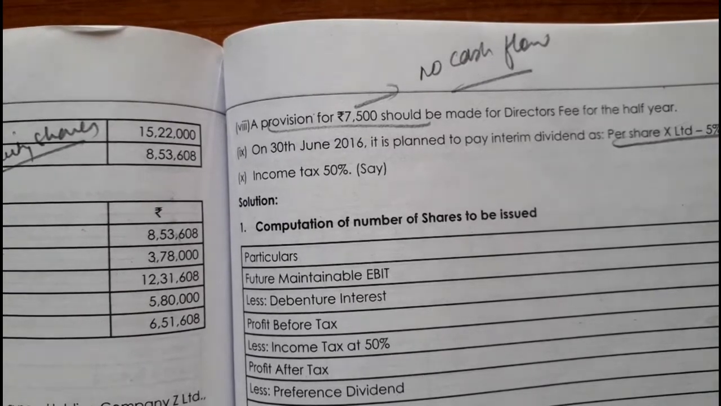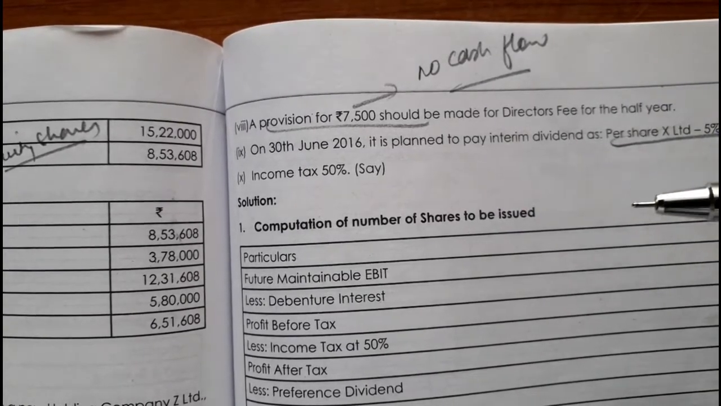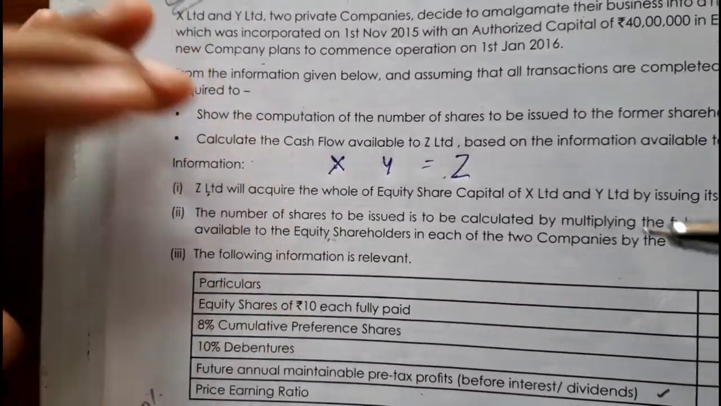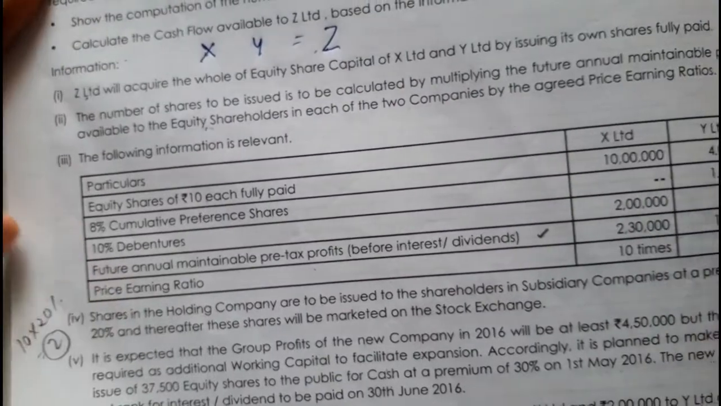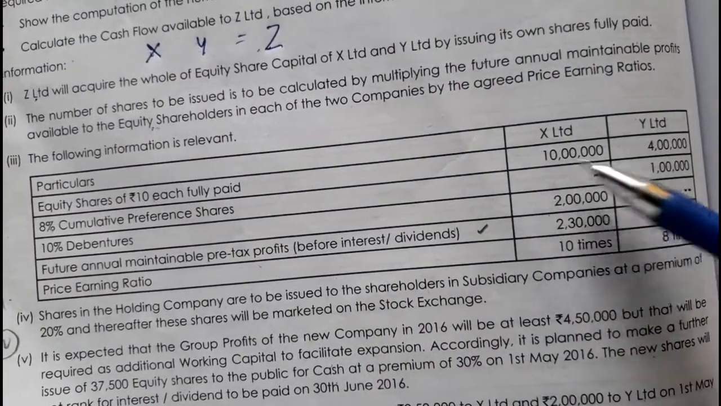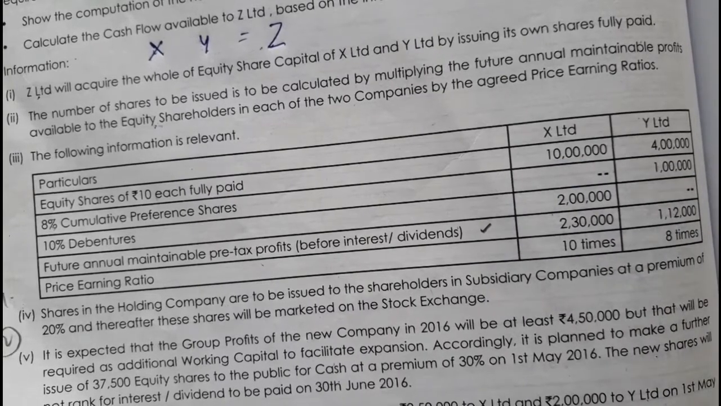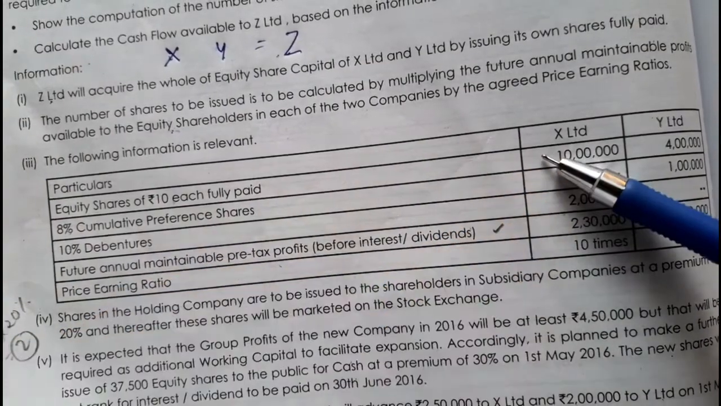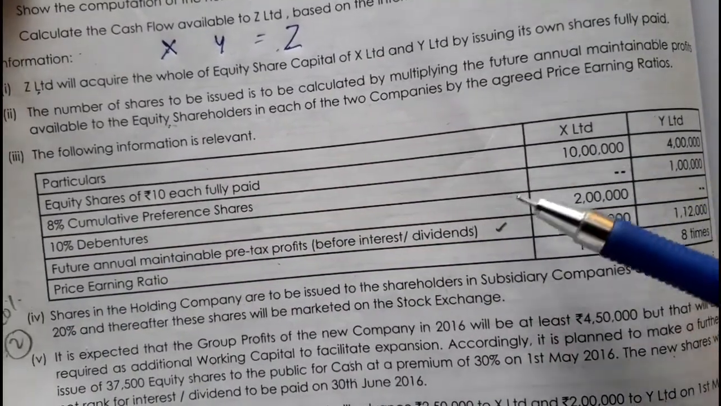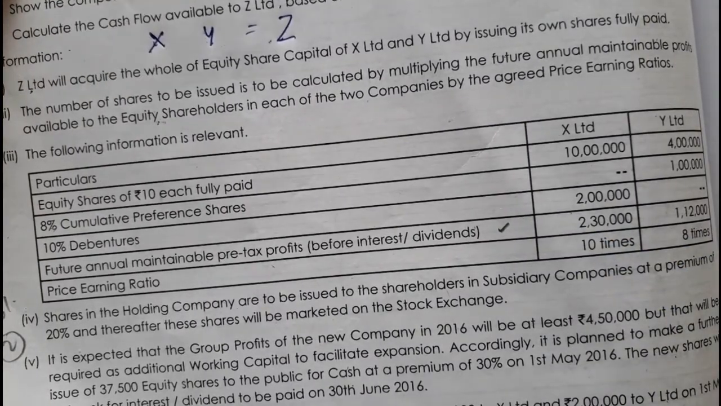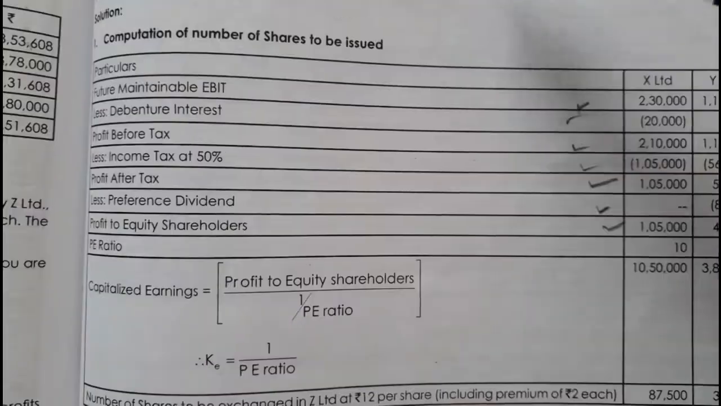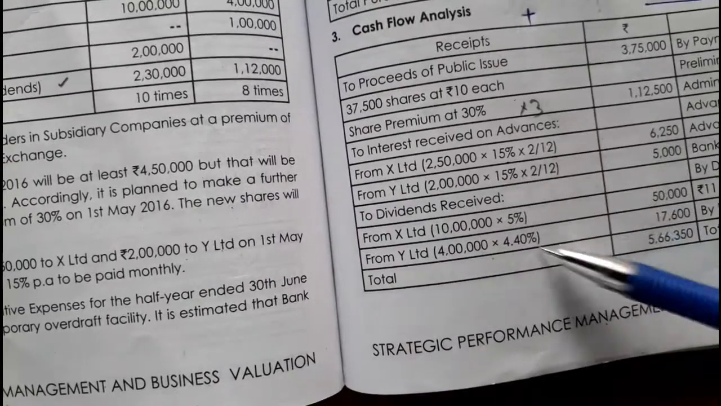cash flow statement. Okay, and on 30th June it is planned to pay an interim dividend, for which the percentages are given. As in the first point we read that Z Limited is going to acquire the shares of X Limited as well as Y Limited. If it is going to acquire the shares of X Limited and Y Limited, that means Z Limited is the shareholder of these shares. If these companies pay the dividend, Z Limited is going to receive the dividend amount. So on 10 lakh and 4 lakh, the percentages are 5% and 4.4% they are going to receive.